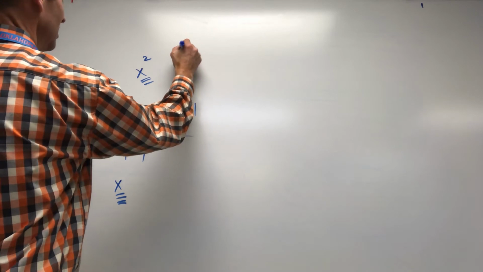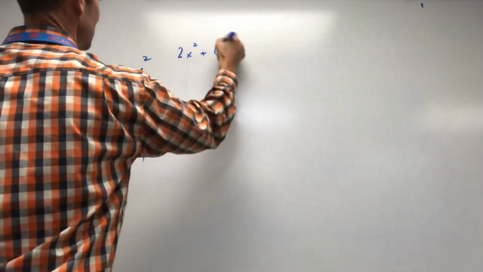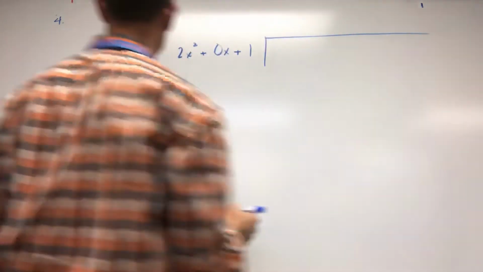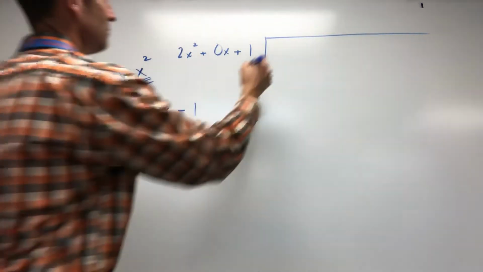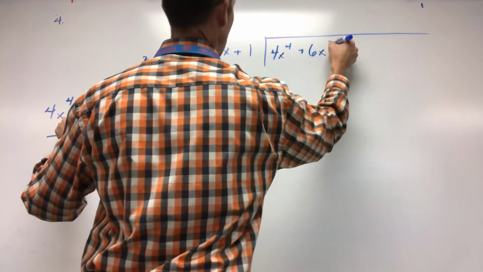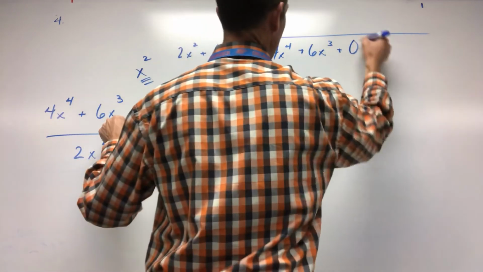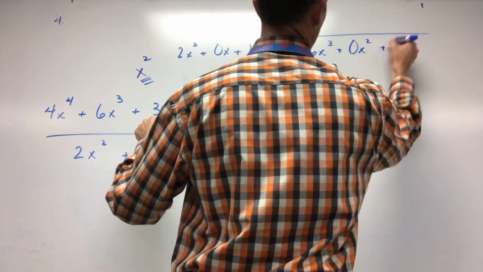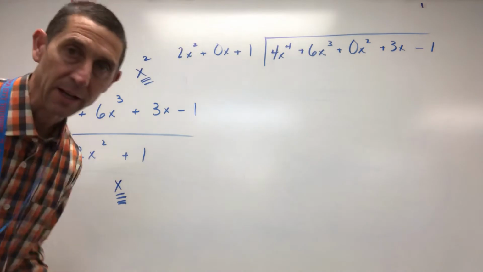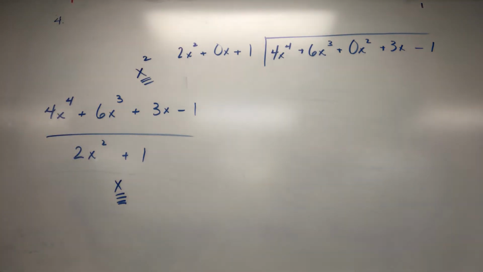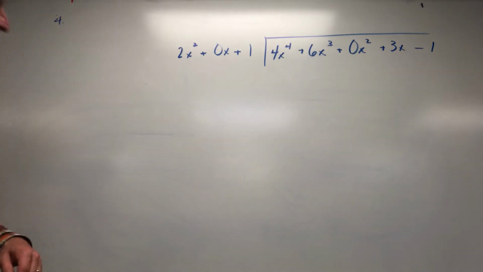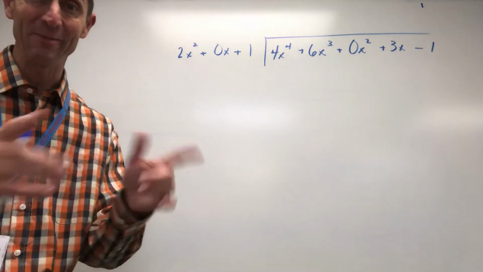All right, here we go. 2x squared plus 0x plus 1. I wonder if I can get this to even fit on here. 4x to the 4th plus 6x cubed plus there's my 0x squared plus 3x minus 1. Can you see it? I think you can still see that. It is large and in charge. This is a big one.